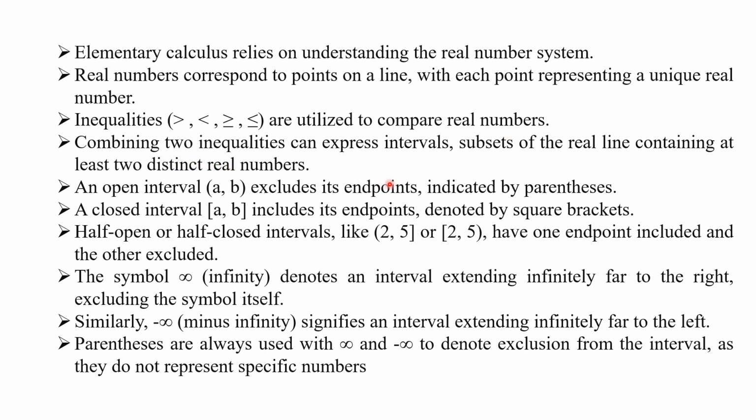Combining two inequalities can express intervals, which are subsets of the real numbers containing at least two distinct real numbers. This is the open interval (a, b). Here a and b are excluded; all real numbers between a and b are included. This is the closed interval [a, b]. Here a and b are included, and all real numbers between a and b are also included. Here are the half open, half closed intervals.